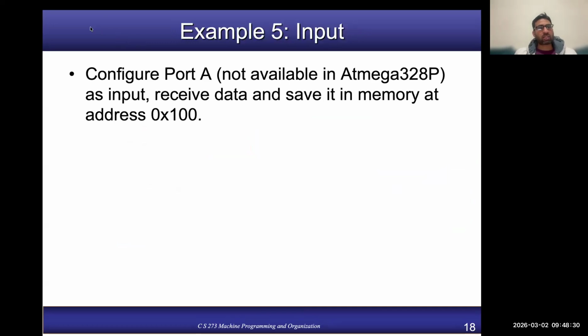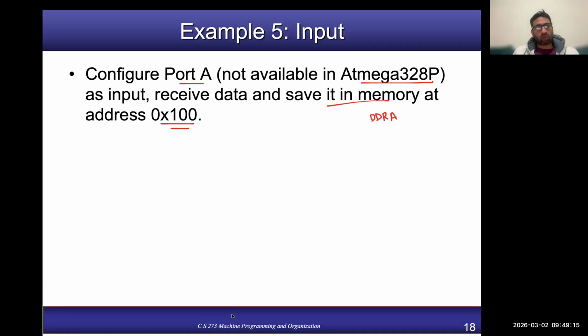Okay, now in previous slides, we have seen examples where we programmed a port in the output mode. Now we are going to see an example where we program the port in input mode. Let's say that we want to configure port A, which is not available in ATmega 328P, but the idea is the same. Let's say you need to configure port A as input, receive the data and save it in memory at address 0x100. So you want to receive the data from port A and then save it in the memory at this given address. Which register do you need to write for configuring the direction of the port? DDRA register.